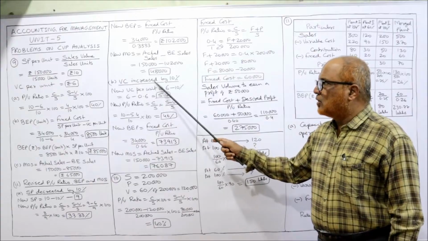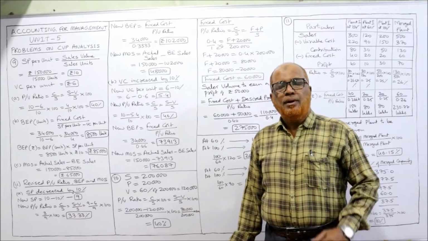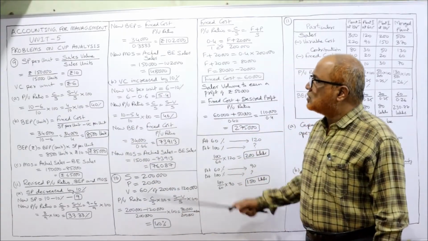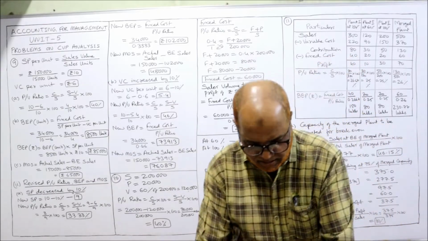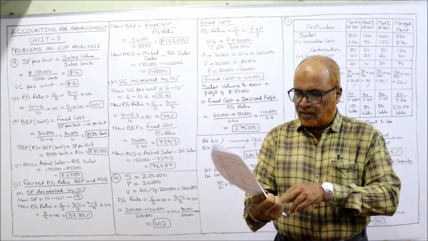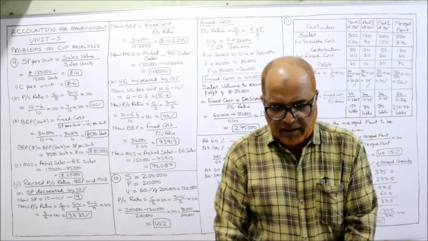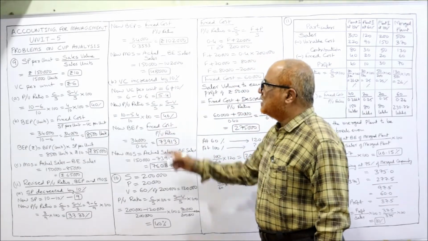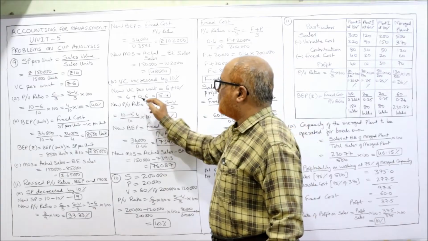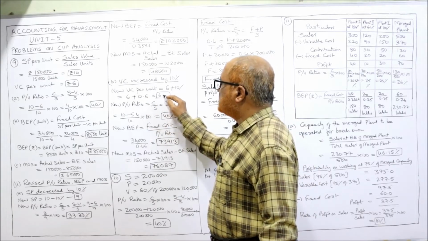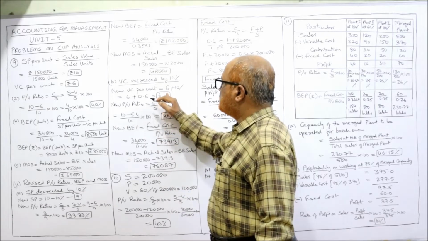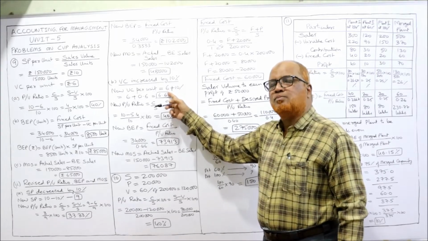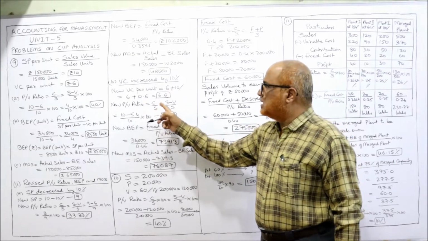The next is variable cost increased by 10%. Originally, variable cost was 6 rupees. Now is it increase or decrease? In the ninth problem, it is increased by 10%. So new variable cost per unit is 6 rupees plus 10%. 10% of 6 rupees is 0.6. So 6 plus 0.6 is 6.6.